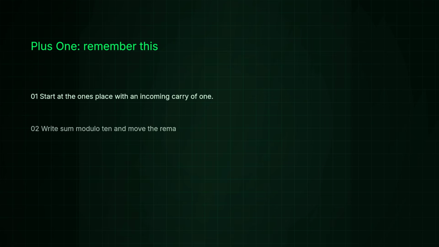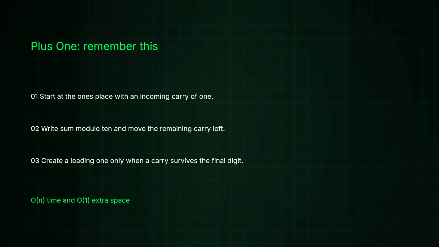Plus 1 comes down to 3 ideas. Start at the ones place with an incoming carry of 1. Write sum modulo 10 and move the remaining carry left. Create a leading one only when a carry survives the final digit. O of n time and O(1) extra space.